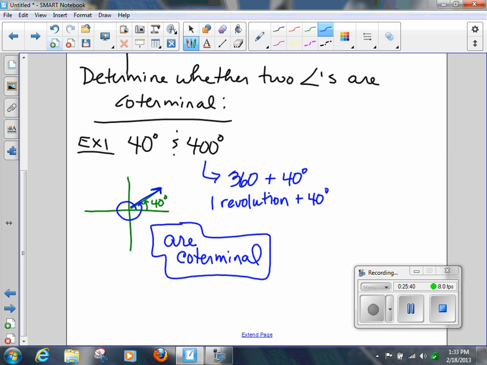Mathematically, what's important to us? That they end at the same place. 360 degrees will be important to us. Sometimes it's going to be in terms of radians, so 360 is not going to be important to us. What's going to be important to us? 2 pi, okay? Remember that.